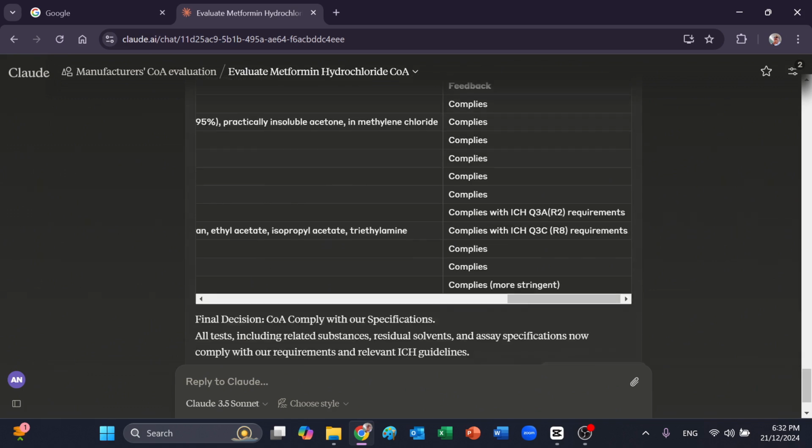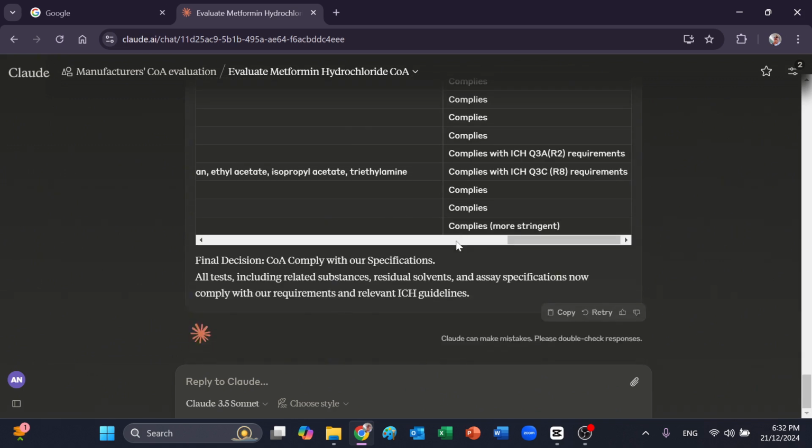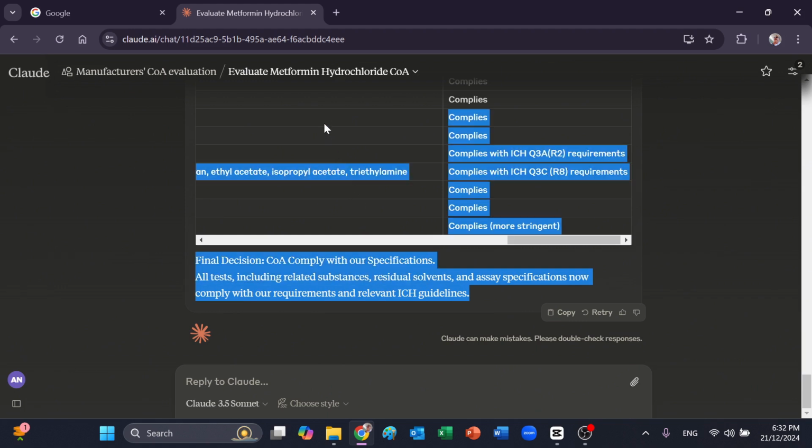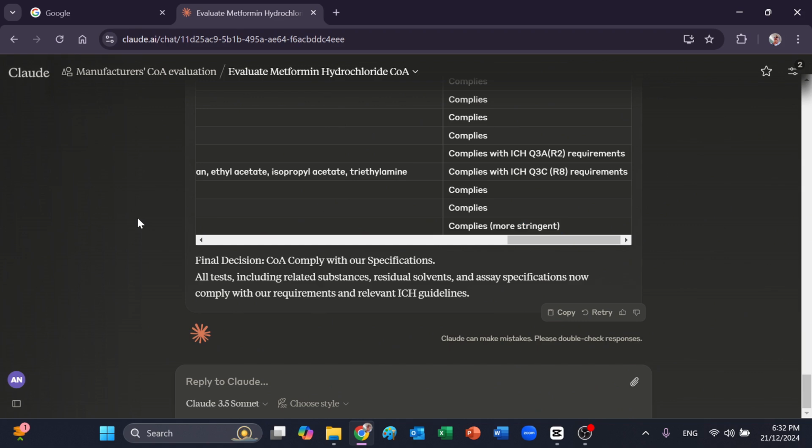Although it's amazing and saves a lot of time, take care, as you see from this statement, Claude can make mistakes. Please double check responses. Before you make a final decision, please check the final report. Then you can take all of this report, copy and paste it into a Word file, convert it to PDF, and send it to the supplier or anywhere.